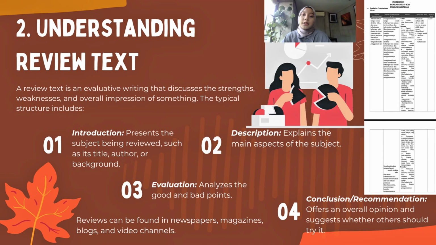Review text is an evaluative writing that discusses the strengths, weaknesses, and overall impression of something. The typical structure includes, the first one is introduction. Presents the subject being reviewed, such as its title, author, or background. And the second one is description. Explains the main aspects of the subject. And the third one is evaluation. Analyzes the good and bad points. And the fourth is conclusion or recommendation. Offers an overall opinion and suggests whether others should try it.